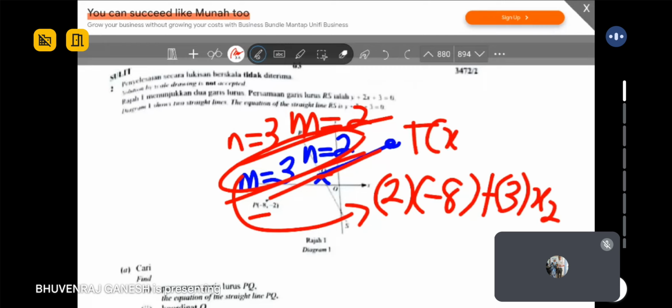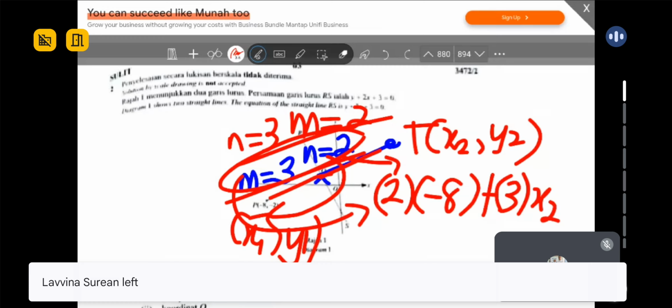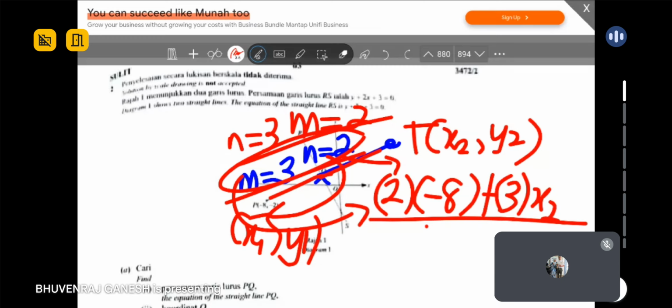X2 is our coordinate T, guys. X2, Y2. This one is X1, Y1. Can you all see it? Remember, guys, when using this formula, you must cross the ratio. Crossing means like this. Okay, you must cross the ratio. Don't use this ratio for the coordinate T. Don't use it here. Use the ratio for the opposite coordinate. That's why N, X1. So, M, X2. X2 we don't know. Then M plus N, 3 plus 2.